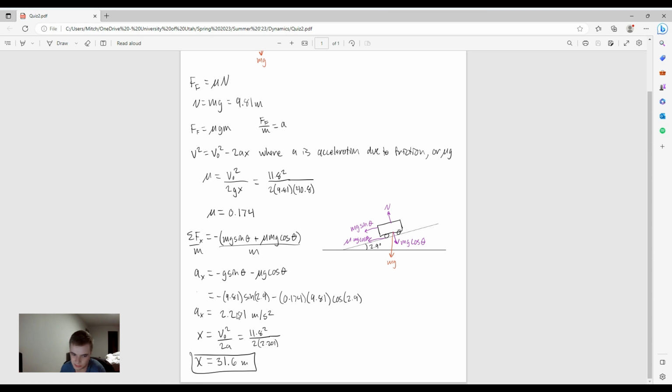And then you just plug that back into this kinematics equation, rearranged to solve for the distance. And we got initial speed squared over 2a. Plug that in, and you get 31.6 meters.